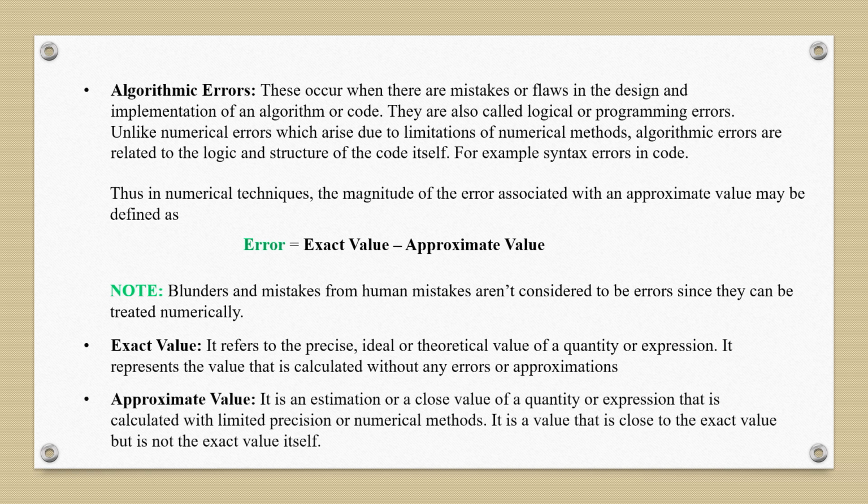Now the approximate value is an estimation or a close value of a quantity or expression that is calculated with limited precision or numerical methods. It is a value that is close to the exact value but is not the exact value itself. Remember the example that I gave when I was demonstrating the rounding off errors, where I said 0.166 infinitely, we rounded it off to 0.167. So think of 0.1666 infinitely as being the exact value, but when we rounded off, we got an approximate value, and that value 0.167 is just close to the exact value. I think that should give you a better understanding of that.